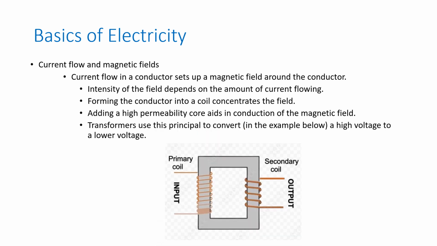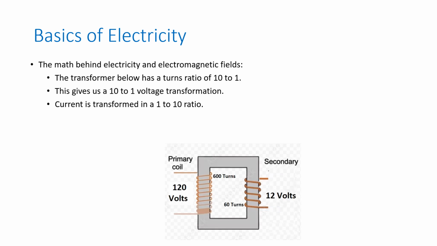If we were to take that core and extend it out and put a primary coil on one side and a secondary coil on the other side, and let's say we have 600 turns in the primary, but we only have 60 in the secondary. We've now made a voltage step-down transformer. In fact, these actually exist probably in your home right now.